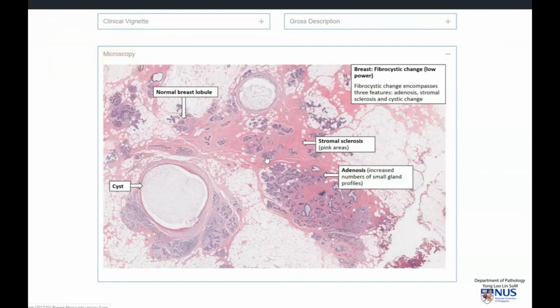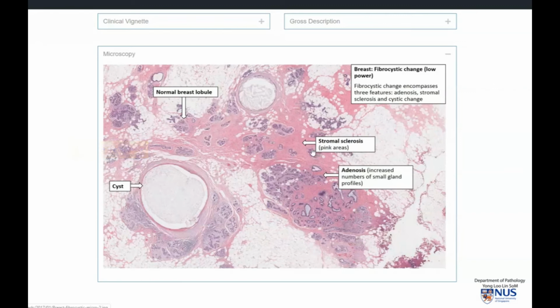Histologically, usually we would see three main changes. We can see the formation of cysts, as you can appreciate here. The cysts may be lined by flattened epithelial cells, or in this instance, you can appreciate the cells are quite pink, and this is evidence of metaplastic change known as apocrine metaplasia. That is very common in the cyst lining cells in fibrocystic change.